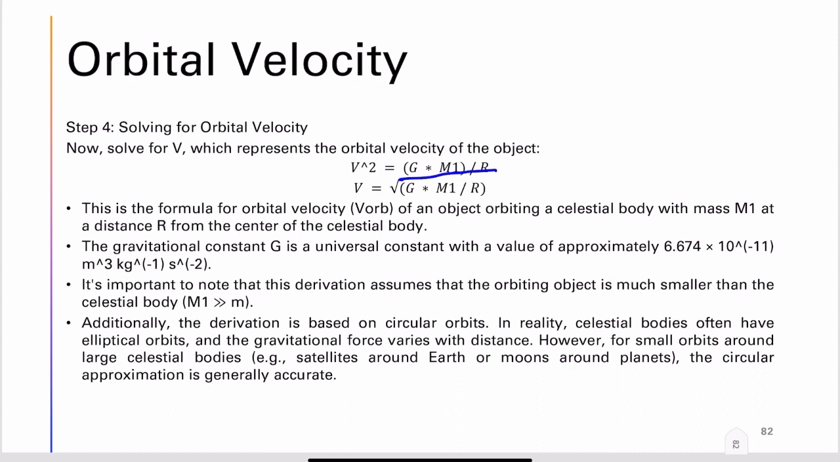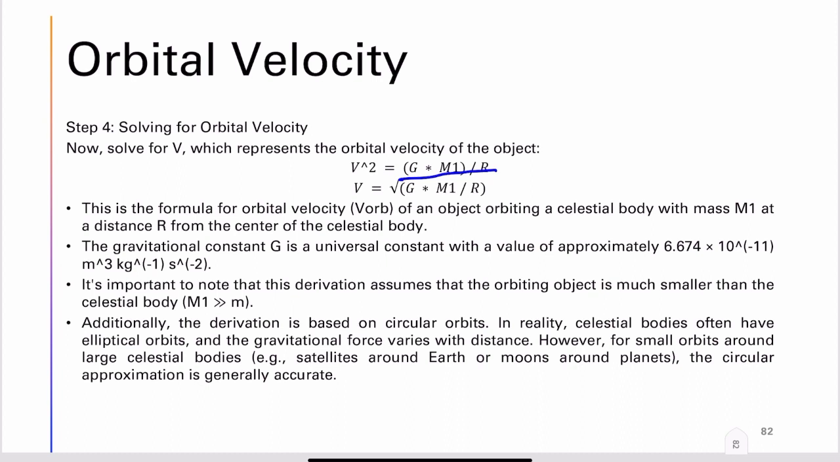So this is the formula for the orbital velocity Vr of an object orbiting around a celestial body with a mass m1 at distance r from the center of the celestial body, where G is the gravitational constant. It is important to note that the derivation assumes that the orbiting object is much smaller than the celestial body. Obviously, if you compare a satellite to the size of the Earth, it is going to be very small. The test object size is going to be very small.